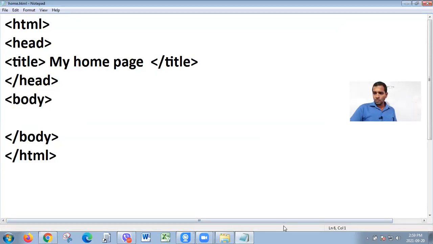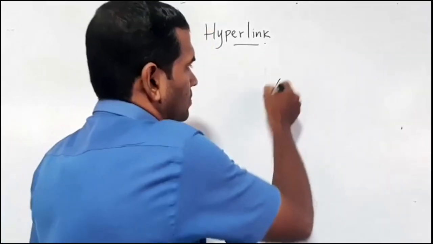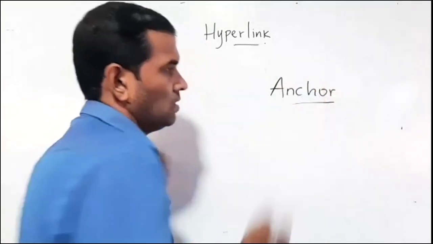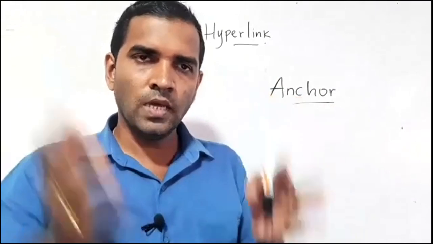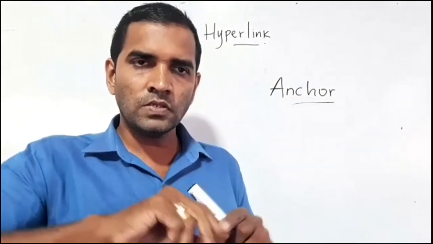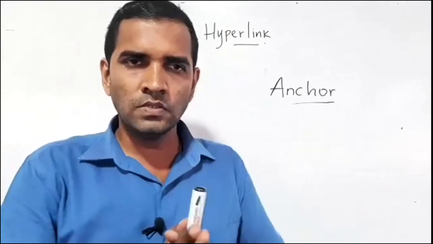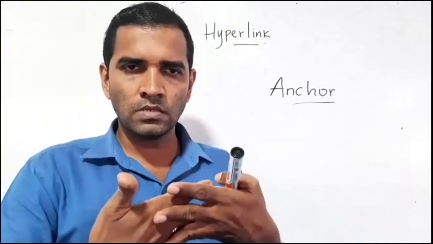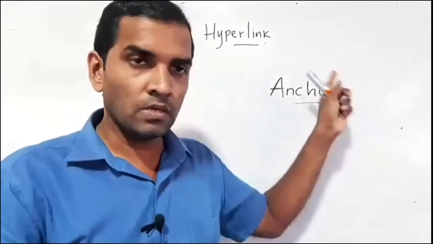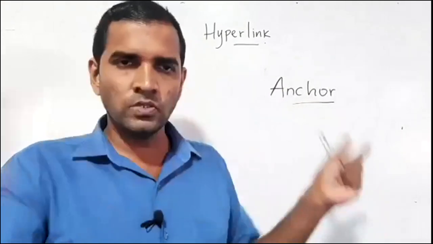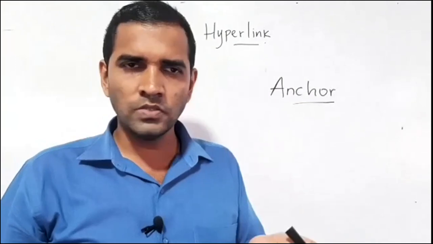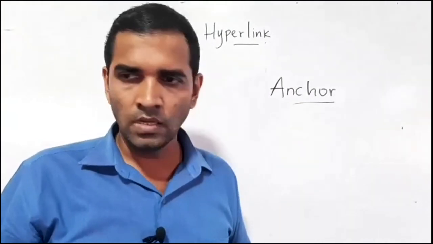So first delete this. To create a hyperlink, you have to use the tag called A. A for anchor. You know, an anchor is something which holds the ship, connected with a chain. So that may be the idea behind this name. Here also a word and the page are linked by a chain or something. A big ship is linked with an anchor using a chain; here a web page and a word are linked. That's the reason it is given as A, anchor.